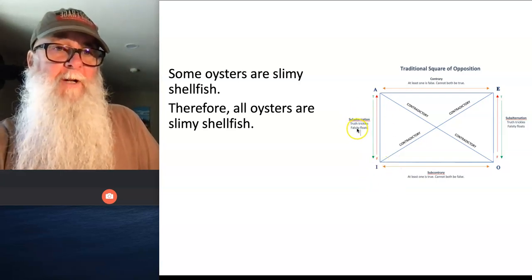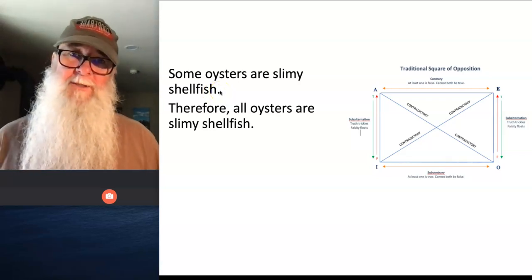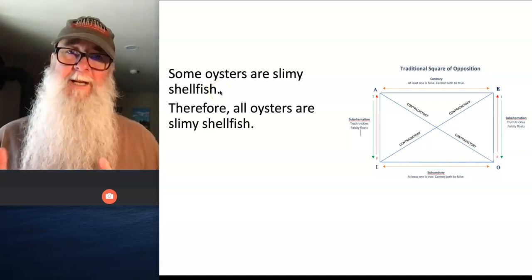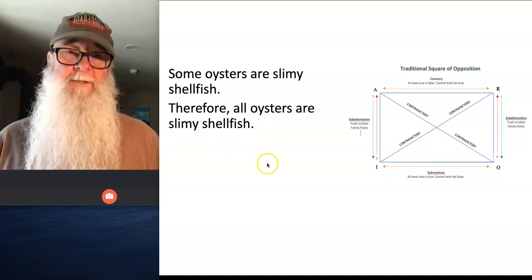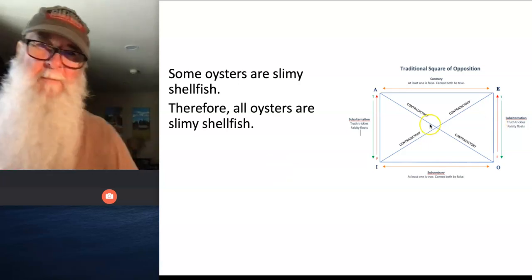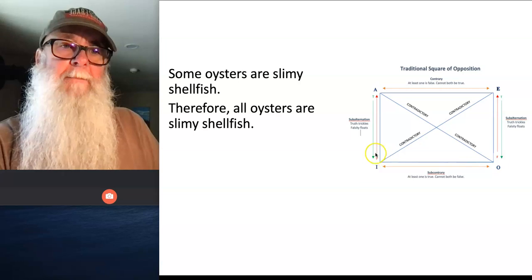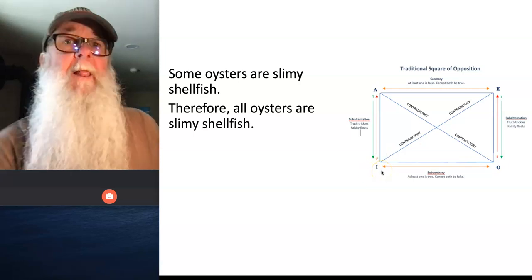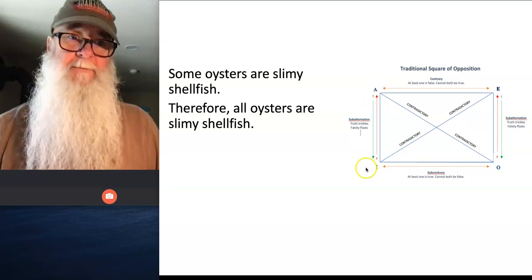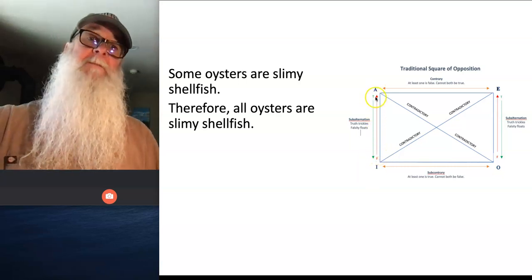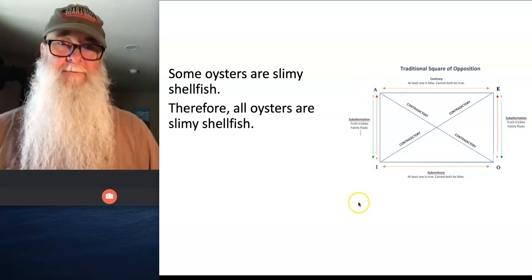We have this rule of subalternation. If it is true that some oysters are slimy shellfish, would it have to be the case by subalternation that all oysters are slimy shellfish? No. Because remember, if I have a given I claim and I'm told that I claim is false, then I can deduce that the corresponding A claim would also be false, because falsity floats up from that I claim to the A claim. Only truth trickles down.